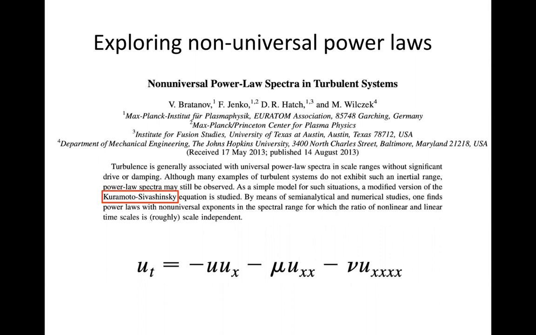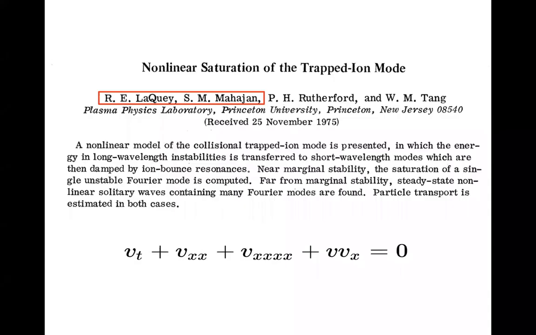Okay, so this is just one dimensional. It has a nonlinear term, an advection term, roughly similar to what you would see in Navier-Stokes, and then two dissipation terms. Although it's known in the general community as the Kuramoto-Sivashinsky equation, we at UT call it the Lakpe-Mahajan equation.